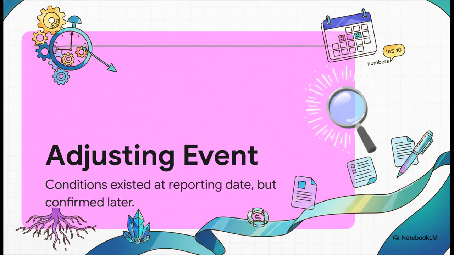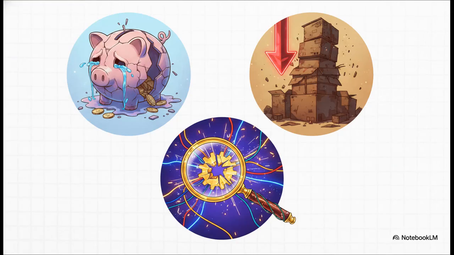Let's look at some highly tangible examples to make this crystal clear. Let's walk through some classic adjusting events. Say a major client owes you $500,000 on December 31st, sitting proudly in your books as a trade receivable.